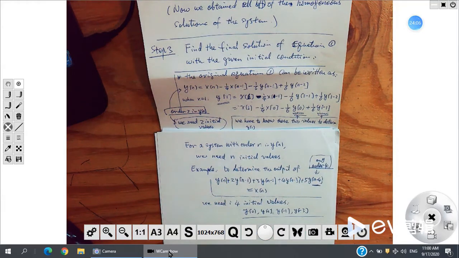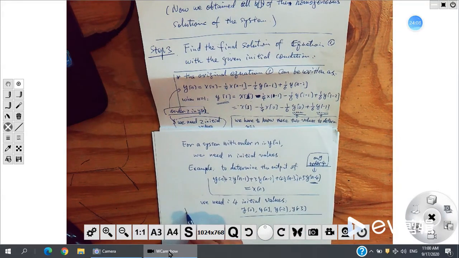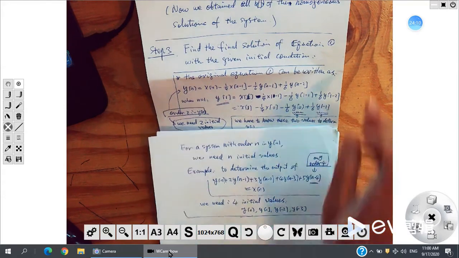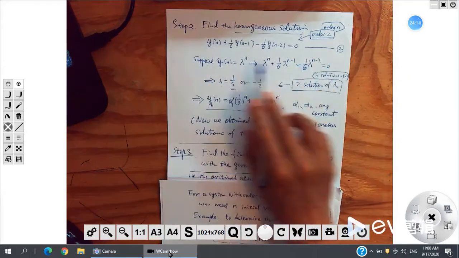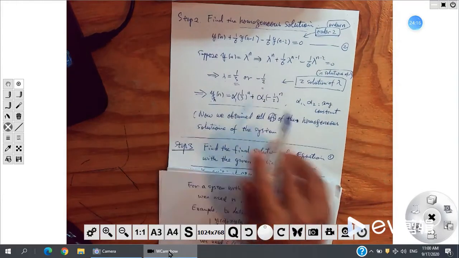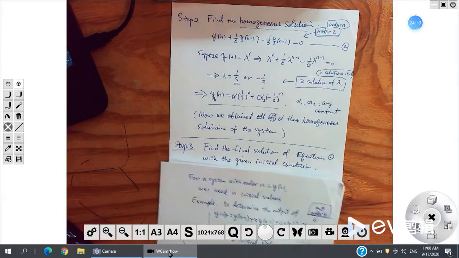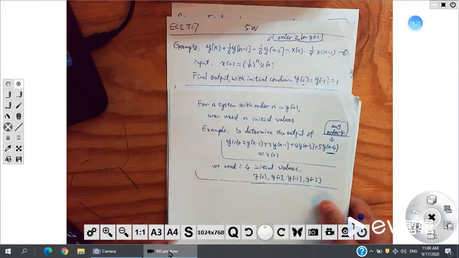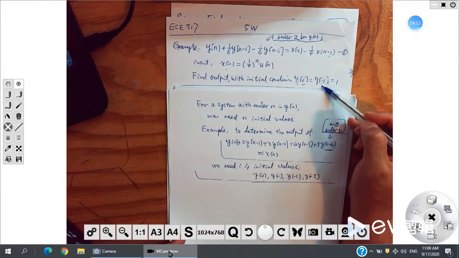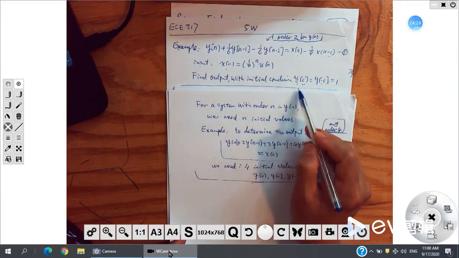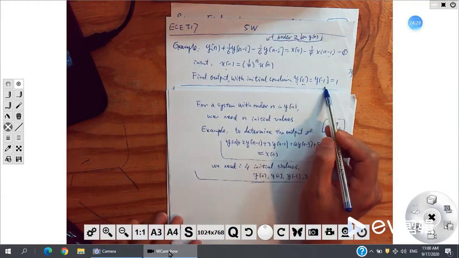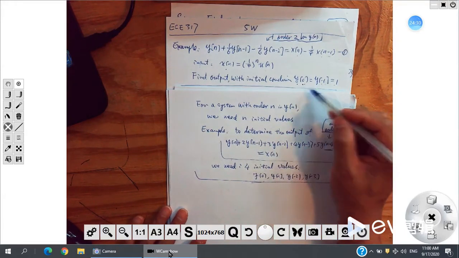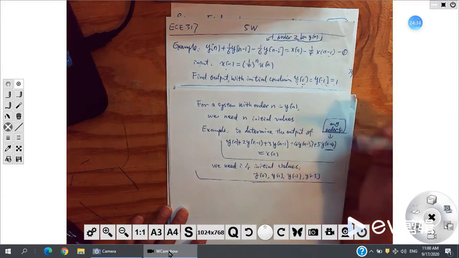Alright, so this is about the initial values. And in our example, this one, we're trying to find the solution of this equation. The order is 2, so we need 2 initial conditions. And actually, we already have these 2 initial conditions, right? So based on these 2 initial values, we can find the final answer.